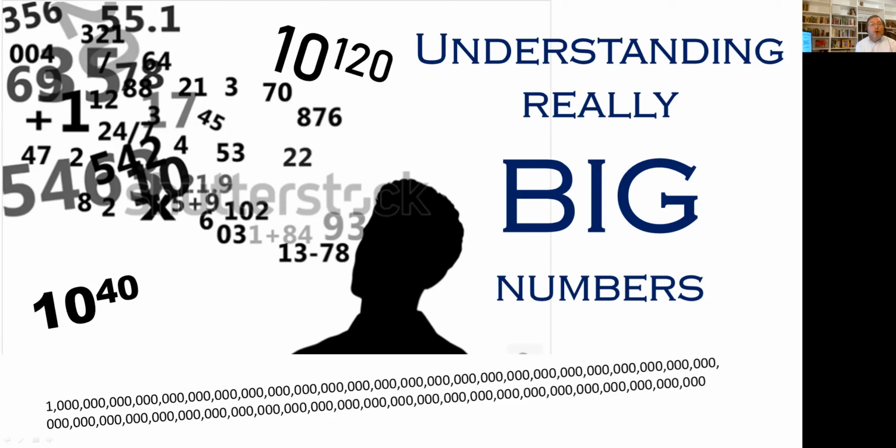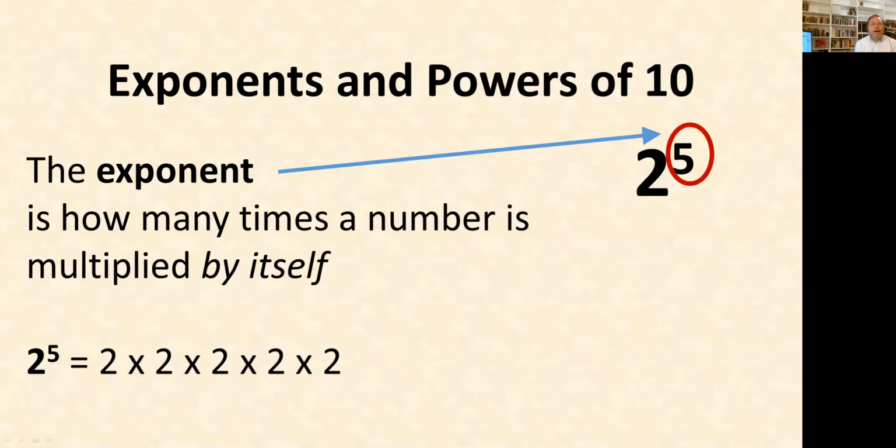Let's face it, some of us aren't really math people, and most of us have been out of school long enough that we don't really use this stuff anymore. So I want to give you a couple of refreshers and a couple of practical examples to give an idea of what these big numbers really mean. You probably remember from school that the exponent is the little number to the upper right of your number, and it tells you how many times a number is multiplied by itself. 2 to the 5th power is 2 times 2 times 2 times 2 times 2.